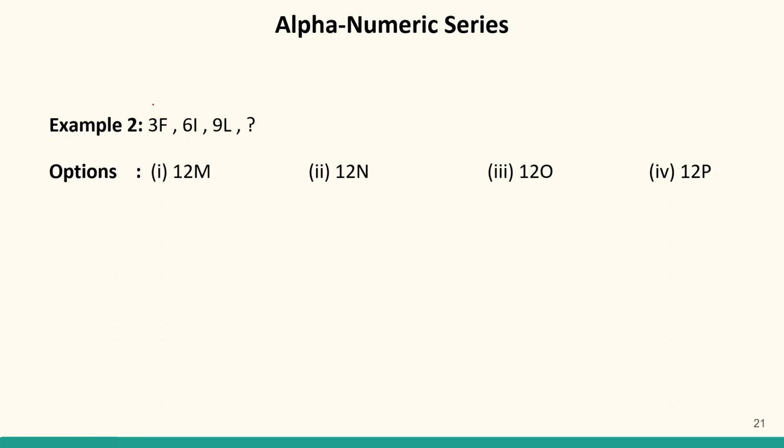Then this one. Let us write the ranks. The rank of F is 6. The rank of I is 9. And the rank of L is 12. So when we solve the alphabets, there's an increment of plus 3. 6 plus 3, 9, 9 plus 3, 12. So we have to find 12 plus 3, that is the 15th ranked alphabet, which is O.